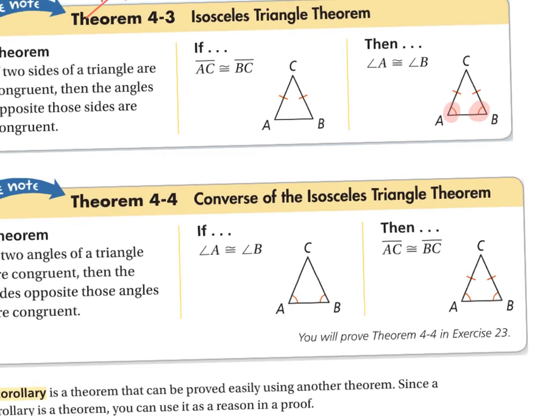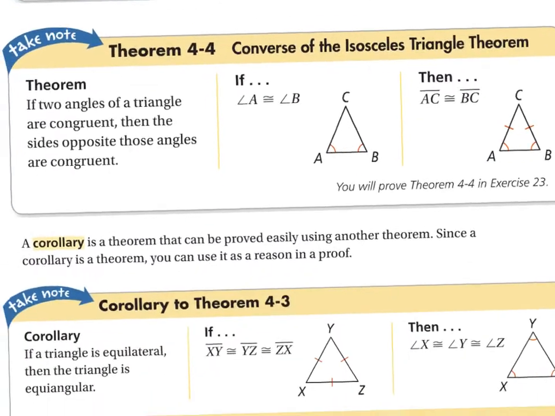So the converse, anytime you see the word converse, that kind of means the opposite. So on the isosceles triangle theorem, we said if it's an isosceles triangle because of the sides, then that means the angles are congruent. This one says if the angles are congruent, then the sides are congruent. So it's just the reverse.